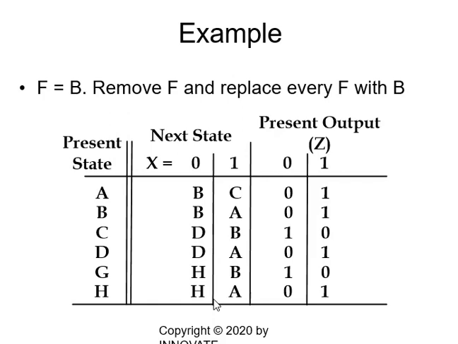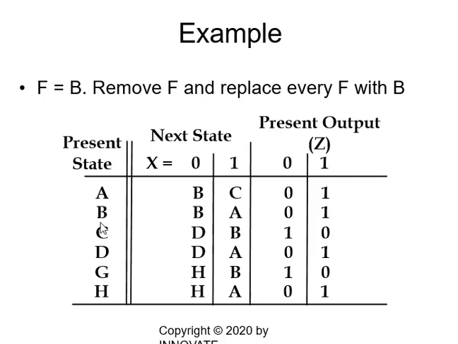Now, again, we have the potential that A would be equivalent to B, equivalent to D, and equivalent to H. Are they? Because they have the same output by looking at the output. And we have C and G, which may be equivalent because they have the same output.